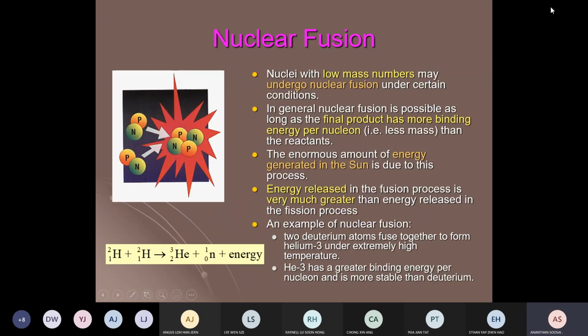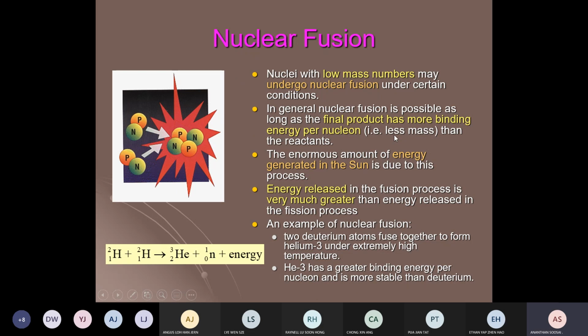So nuclear fusion, you know this, happens of course in the sun. Two hydrogen merge to form helium and release tremendous energy. Nuclei with a low mass number may undergo nuclear fusion, as I told you. Smaller nuclei fuse and release energy. The final product has more binding energy per nucleon. So fusion produces a more stable nucleus, which has a greater binding energy per nucleon.